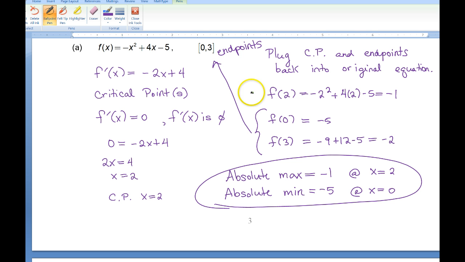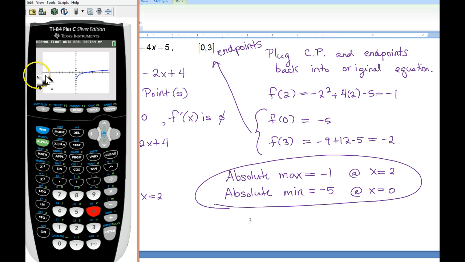You could, because it's just a parabola. How do we know that it's the absolute max if we're only checking within that? We're given the domain of the specific function. You're given the domain, so here, I'll graph it real fast. So we have what, negative x squared plus 4x minus 5?